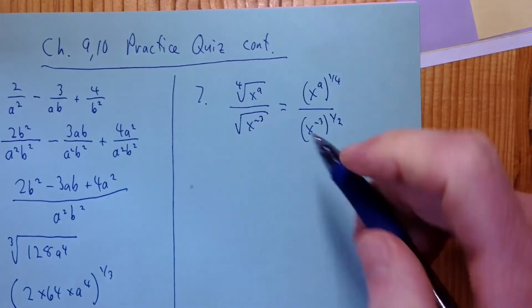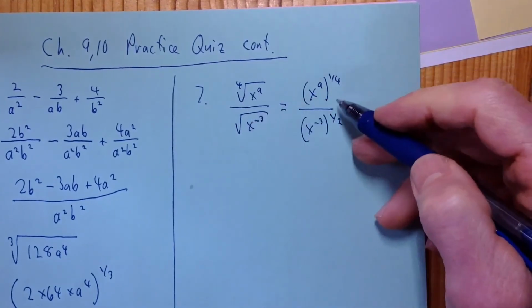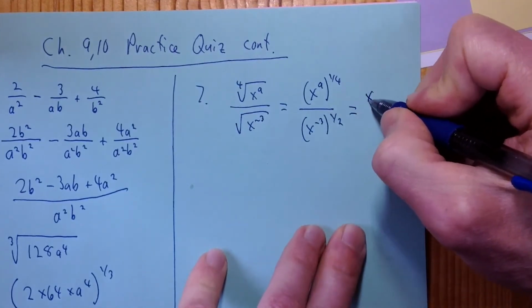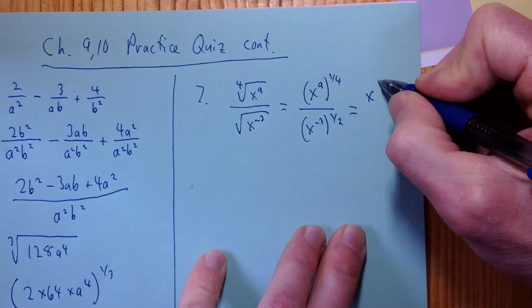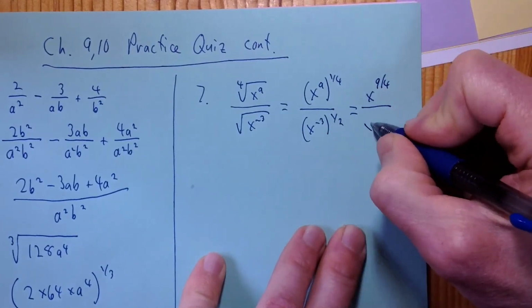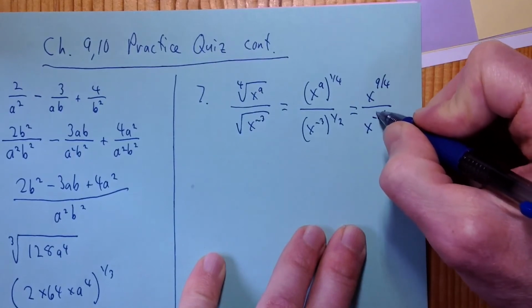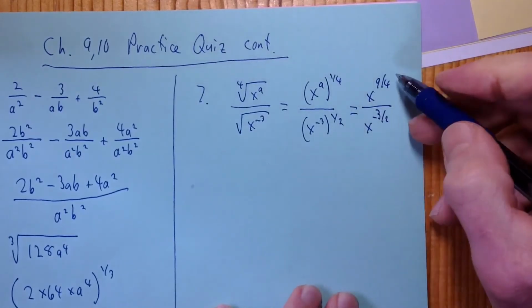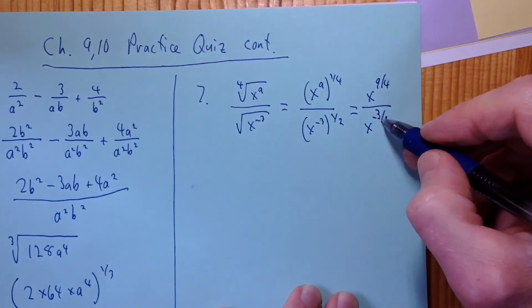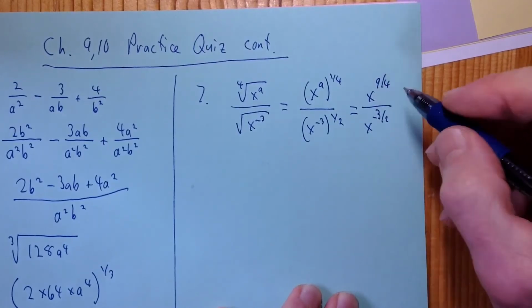So first thing you can do is change the roots. 4 means 1/4. Now we just multiply powers. That's x to the 1/4 times 9, which is 9/4. 1/2 times -3 is x to the -3/2. And now, when you have the same base, x and an x with a power to a power, all you do is subtract. That's x to the 9/4.